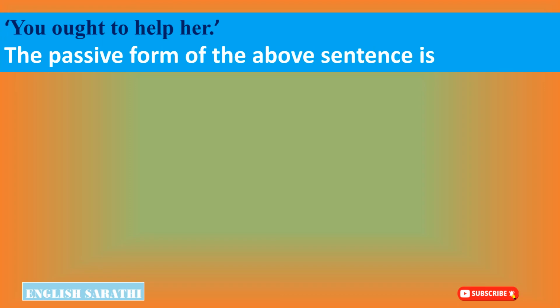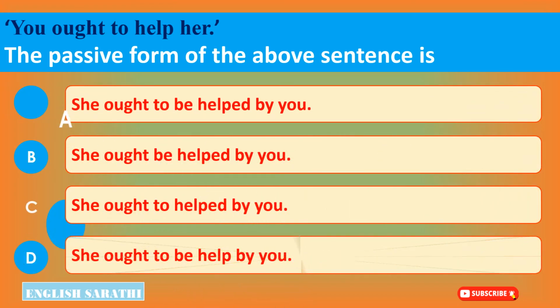You ought to help her. The passive form of the above sentence is. Look at the following options. Option A. She ought to be helped by you. Option B. She ought to be helped by you. Option C. She ought to helped by you. Option D. She ought to be helped by you. The correct answer is option A. She ought to be helped by you.